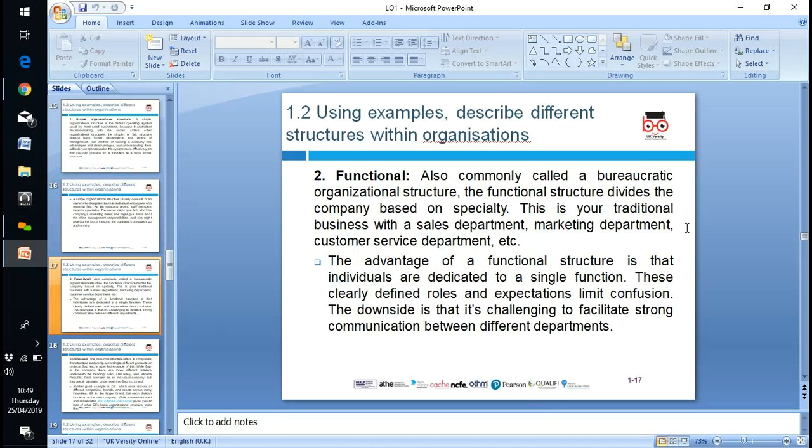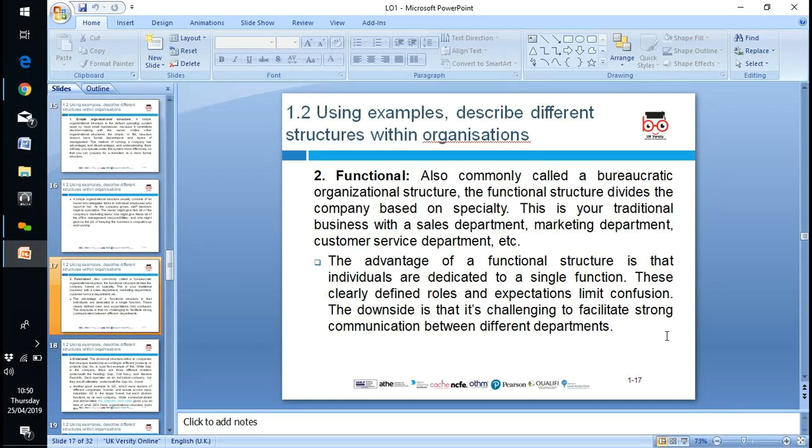Functional is also called bureaucratic because it's mainly for larger organisations. It's traditional business with the sales department, the marketing department, customer service, etc. The advantage of this structure is that individuals are dedicated to a single function, and these clearly defined roles and expectations limit any confusion taking place.